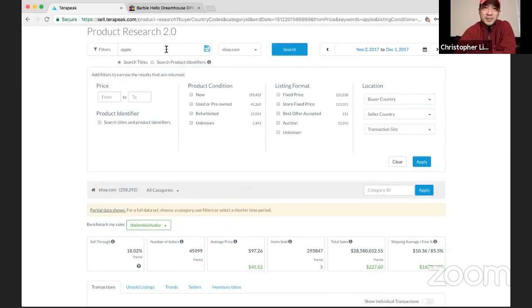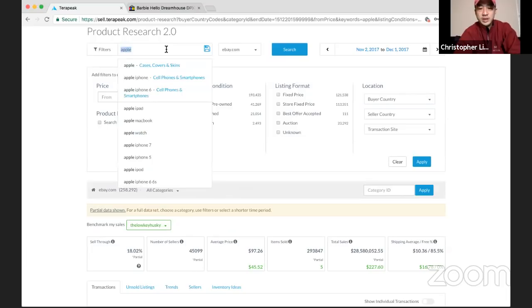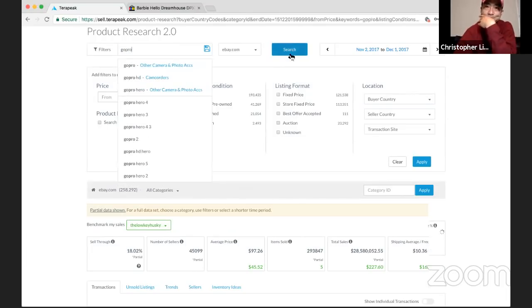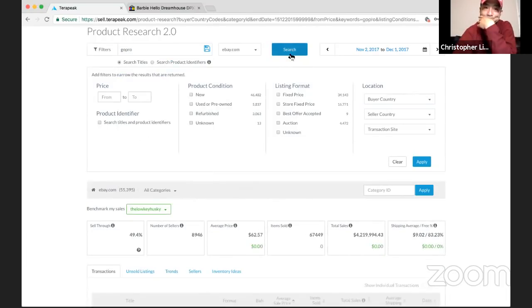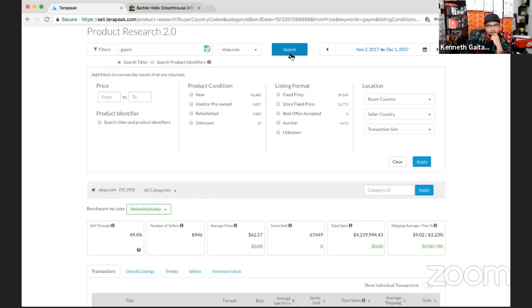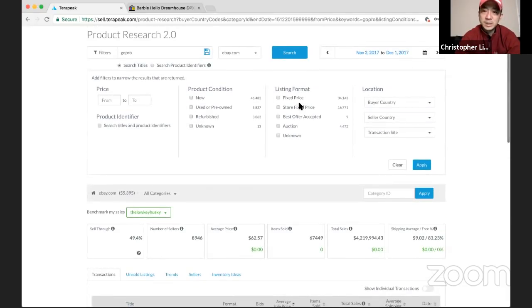Try GoPro. Okay, let's try GoPro. 4 million. Wow, less than 10,000 sellers. 50% sell-through rate. Wow. Because Prince was talking about having a 6-day average sell-through rate, and we were like, what? So that must be why. That's insane. 4 million in sales.